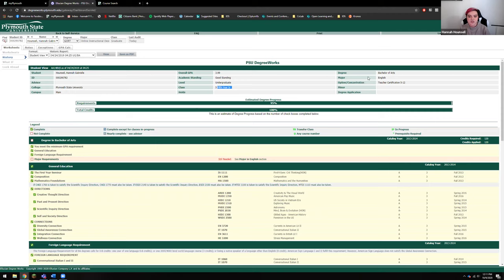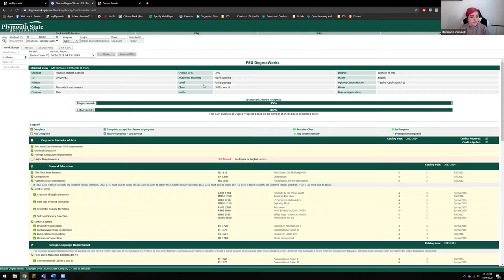And then the degree, the major, any concentrations they might have, any minors, and the degree application means whether or not they have applied to graduate at PSU. And that will pop up with a date, I believe, for when they are applying to graduate. So that's helpful to know too.